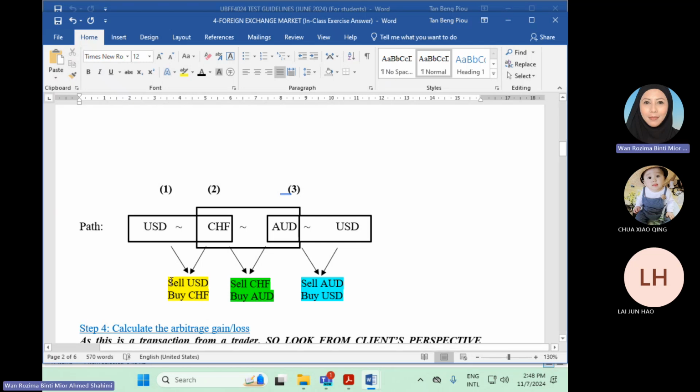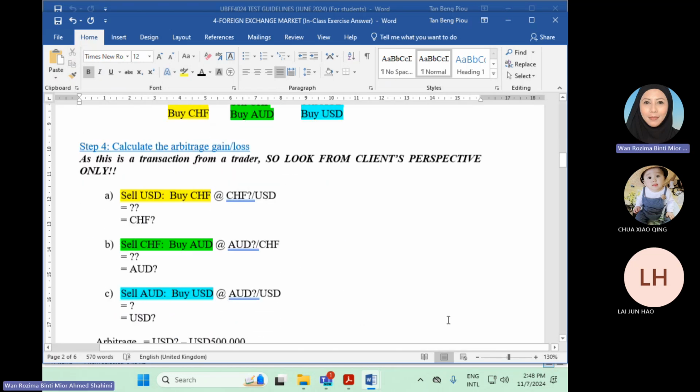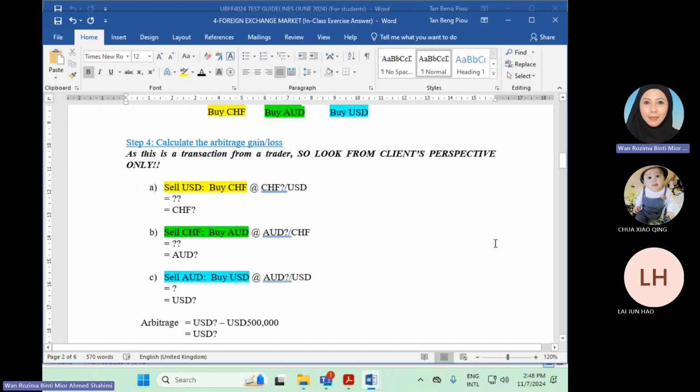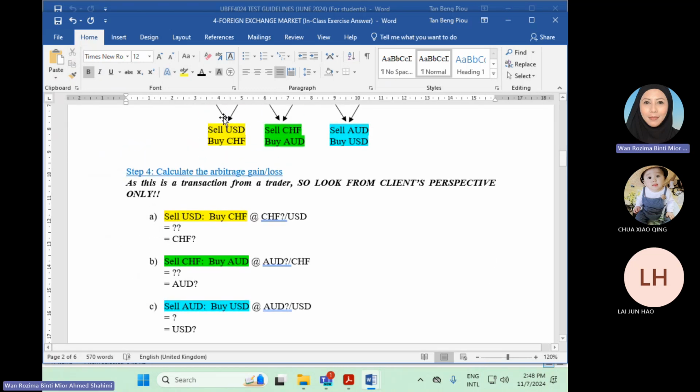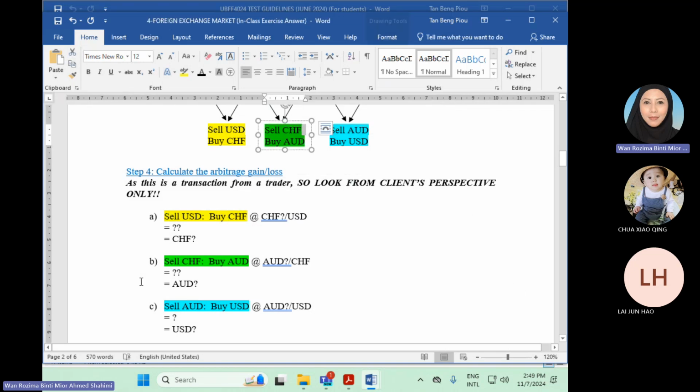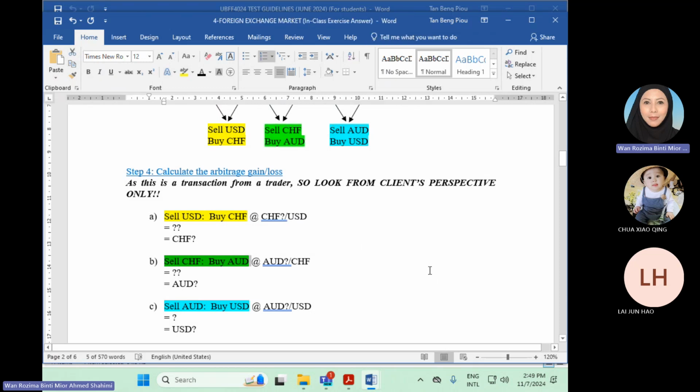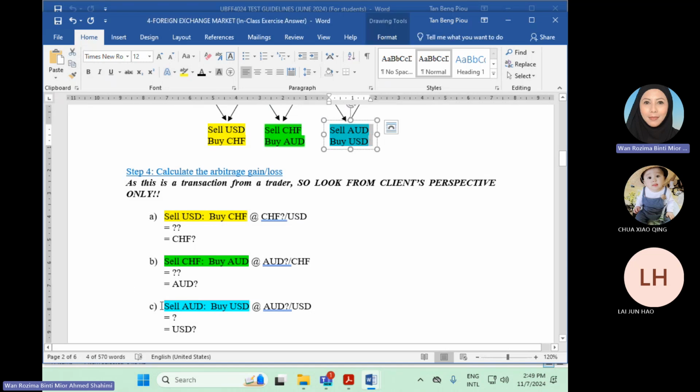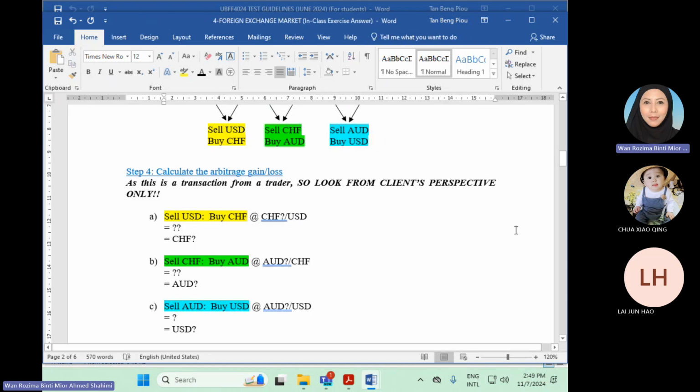So this one, the colorful one, the yellow, green, and also blue, is the one that you need to pick, bid price or ask price. Okay, so I write it down. This one, the question mark, maybe you can snap and do at home. So I do the color, the steps. First, sell USD, buy Swiss franc. And then sell Swiss franc, buy Aussie dollar. And then this last one, sell Aussie dollar, buy USD.